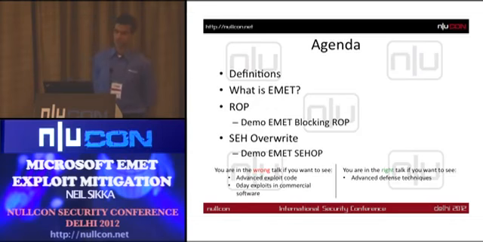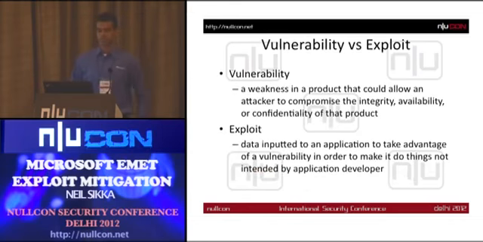Okay, so first of all, I want to define what I'm going to be saying is a vulnerability and what's an exploit. A vulnerability is a weakness in a product that could allow compromise of integrity, availability, or confidentiality. And an exploit is basically data that's fed to the application to make it do things that is not intended by the developers of the application.